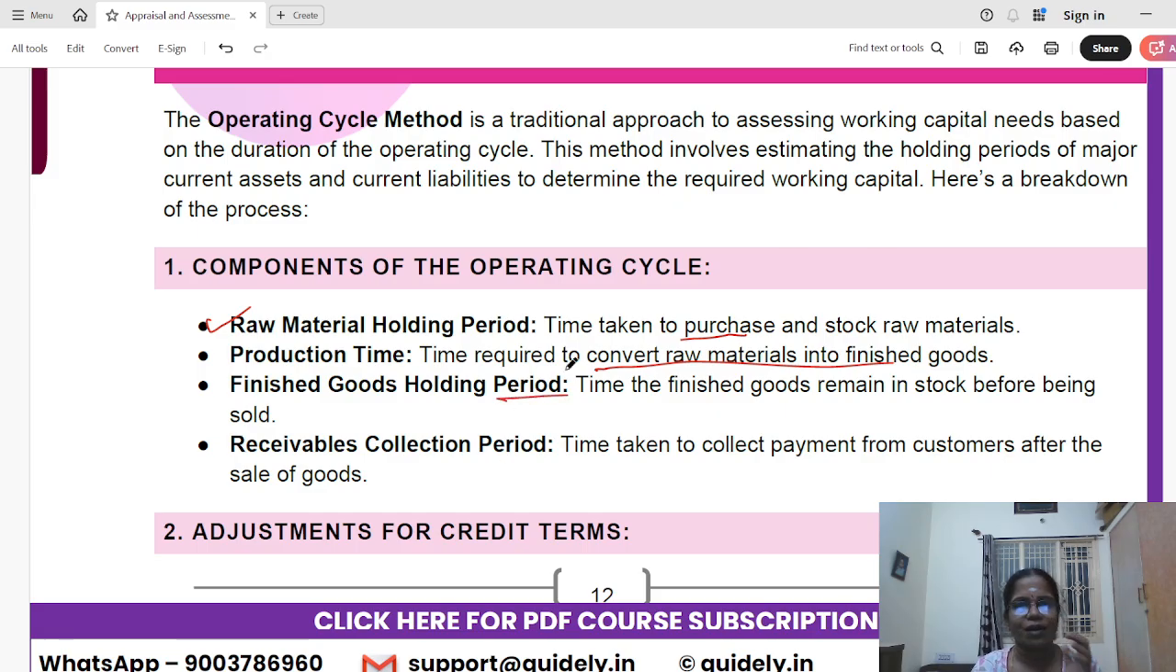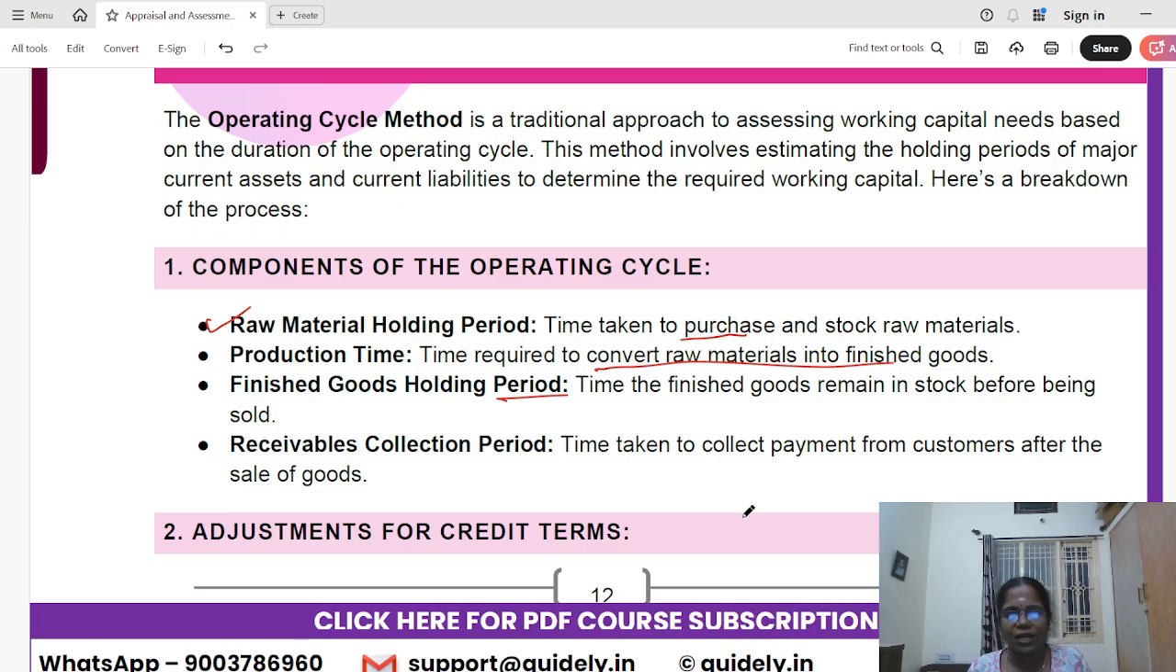Finished goods: once the raw material is converted into finished goods, what is the holding period of the finished goods? How many days do the finished goods stay as stock before being sold? And before the goods are sold, what is the time that finished goods remain in stock? Before the form of your goods, it is raw material. Once it takes the form of goods, that should be considered finished goods.